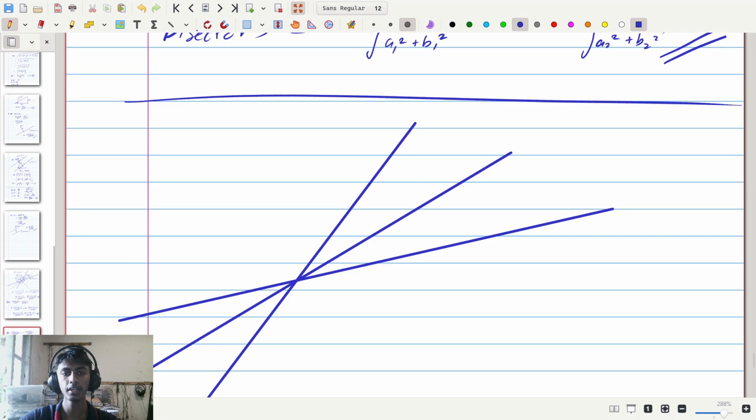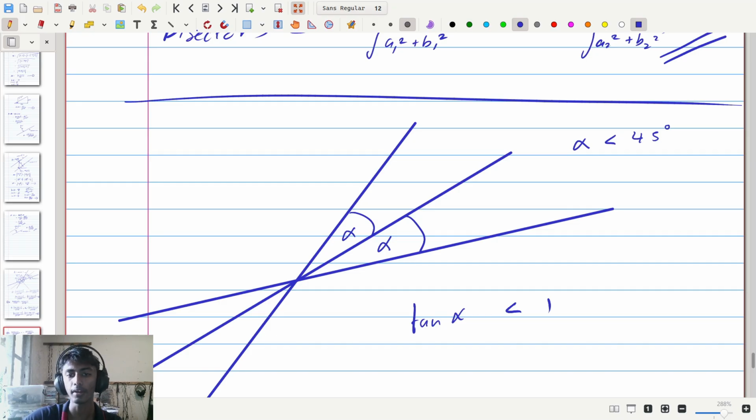So therefore, this angle here, let's call it alpha. This angle alpha is less than 90 degrees divided by 2, which means it's less than 45 degrees. So then, given this condition, if alpha is less than 45 degrees, we can say that the tangent of alpha is going to be less than 1. Since tan of 45 is equal to 1, and since tan of alpha is an increasing function, we know that tan of alpha is less than 1 if alpha is less than 45 degrees.